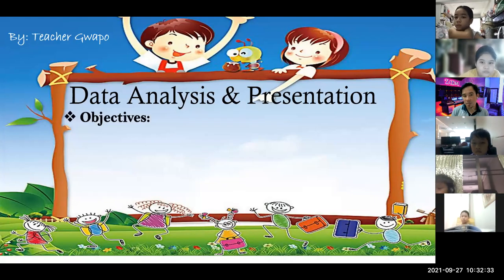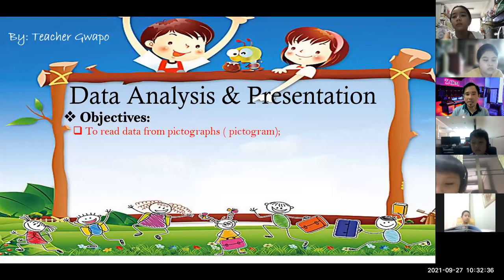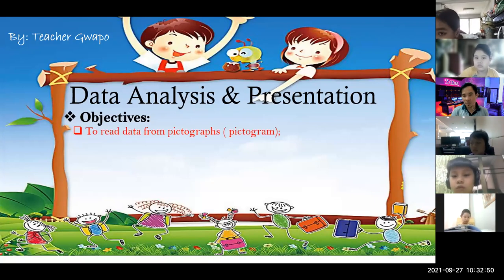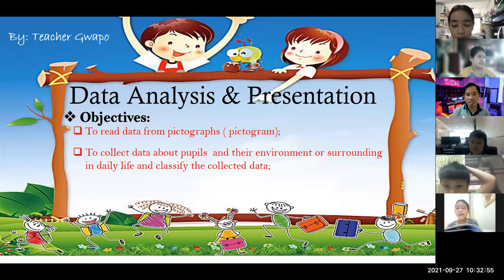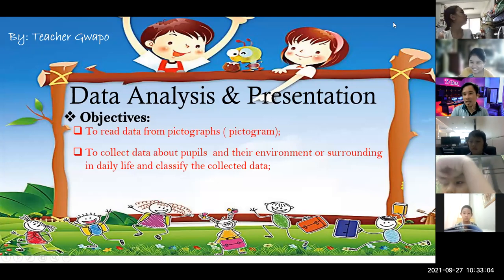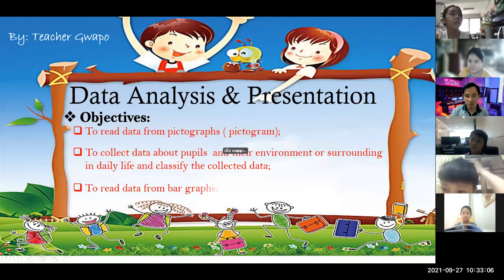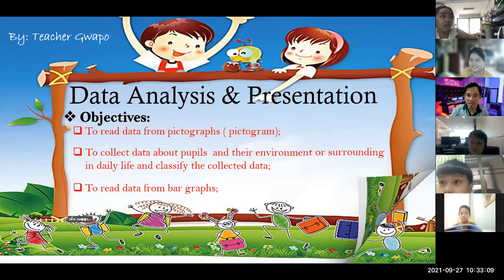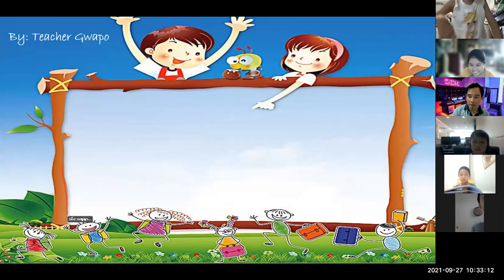Now in this chapter, our goal is you must know how to read data from pictographs. When you were in grade 2, you learned this already, so we will just have a short review. And then you must know how to collect data about pupils and their environment or surroundings in daily life, and then classify the collected data. And the last one, you must know how to read data from bar graphs. Okay, now here we go.